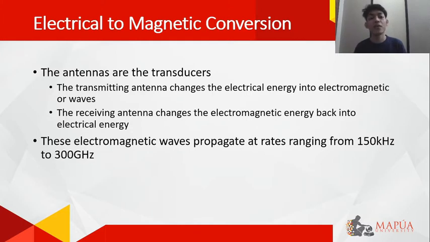Now, let's proceed with electrical to magnetic conversion. In this type of conversion, the antennas are the transducers. Specifically, the transmitting antenna changes the electrical energy into electromagnetic waves. Then, the receiving antenna changes the electromagnetic energy back into electrical energy. These electromagnetic waves propagate at frequencies ranging from 150 kHz to 300 GHz.